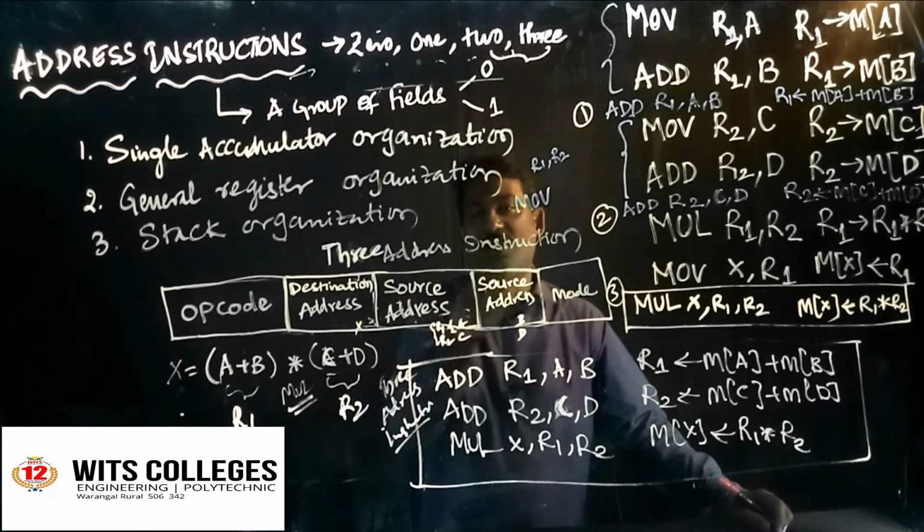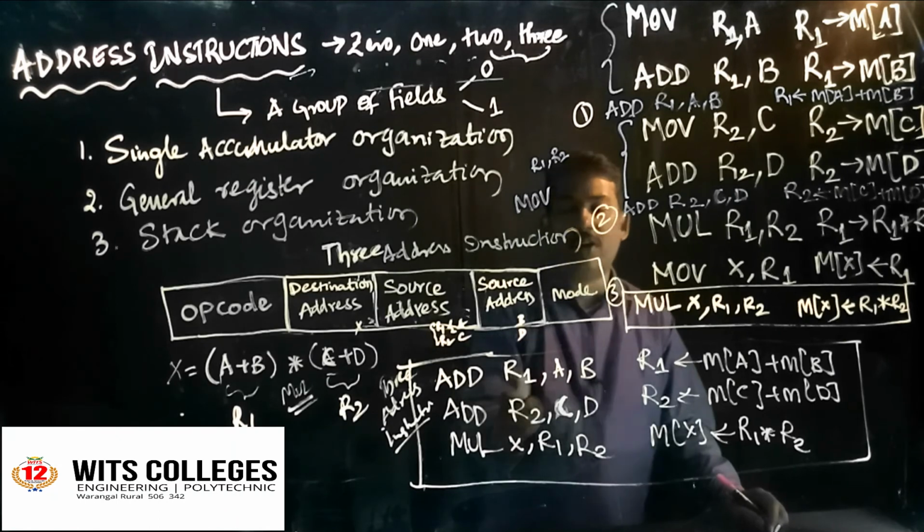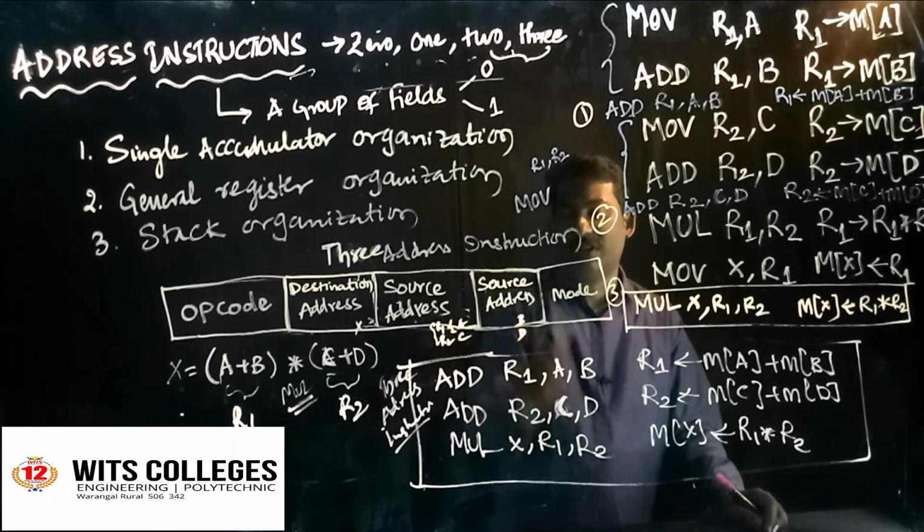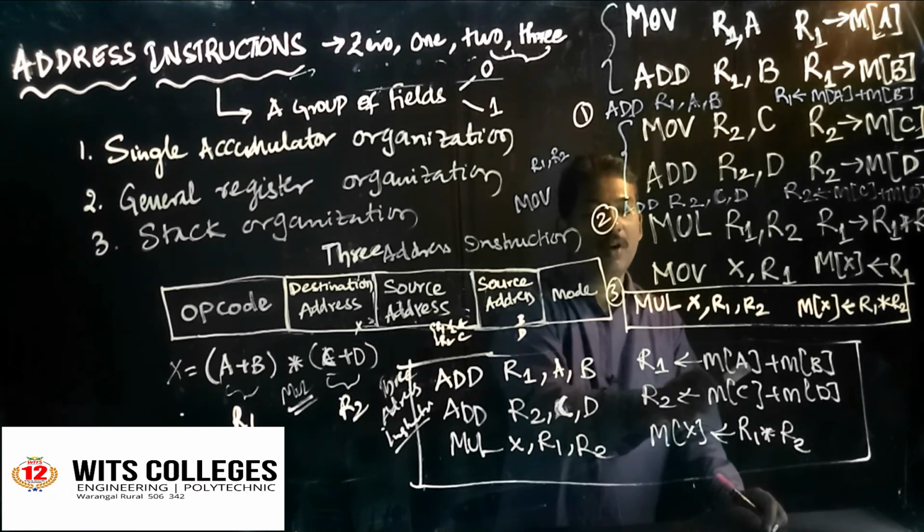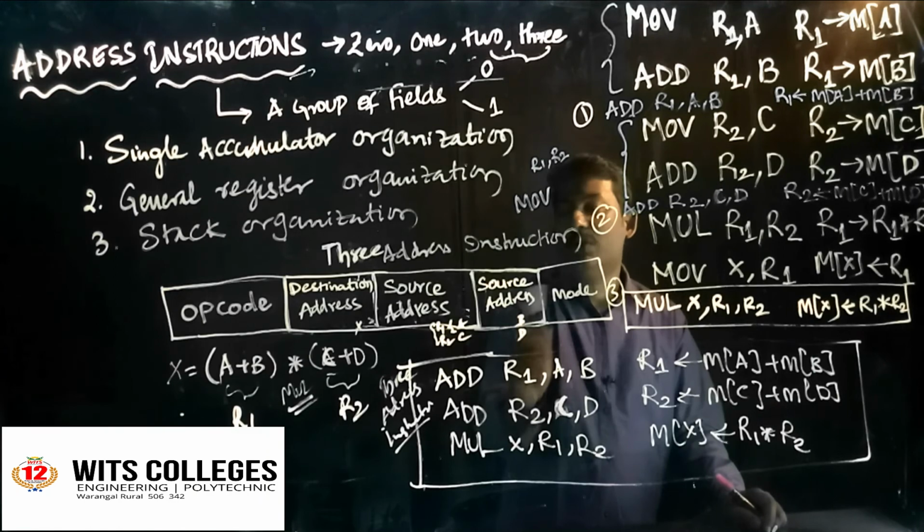Now the 3 address instruction, the final instruction, which will have opcode, destination address, source address and mode. So we have 2 source addresses and 1 destination address. Here the destination address is X, the source addresses are A and B, and in the next step the source addresses are C and D. So A plus B is R1, C plus D is R2, and we are going to use MUL. So this is the 3 address instruction. ADD R1, A, B, since there are 2 sources, and the destination is R1. So R1 stands for M of A plus M of B. These 2 we are adding and storing in R1.